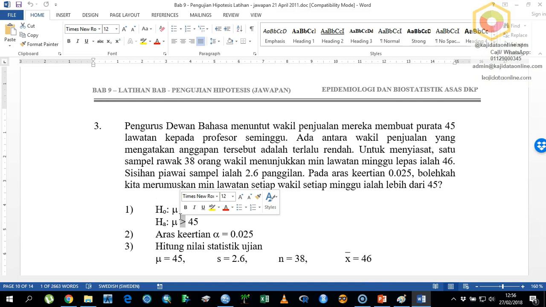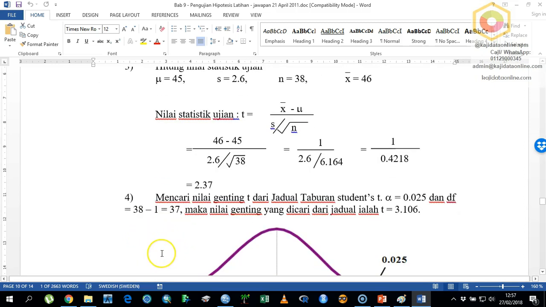The first thing you need to understand is that 38 is the sample size, right? So 38 minus 1 is 37. So you look into the t tabulation now. You can find that the level is 37 over 0.025, which is equivalent to 3.106. 3.106 is a critical area that we need to compare with our calculated data. How do we calculate? Using x bar minus mu divided by s divided by the square root of n. So we got 2.37.